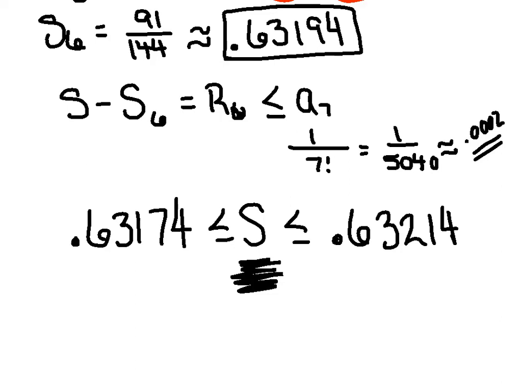So just keep telling yourself, when it comes to error, when they talk about remainder, it's all about the first omitted term with an alternating series.